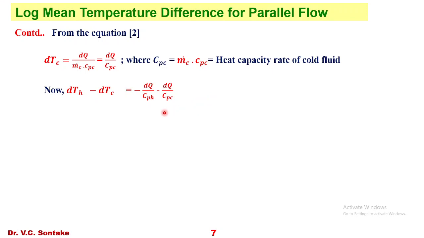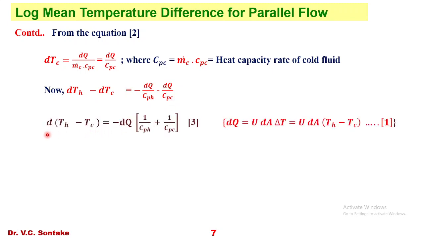Now let us take the difference of these two temperature differences. dTh minus dTc can be written as equal to minus dq over capital Cph minus dq over capital Cpc, or this implies d of Th minus Tc is equal to, taking dq out, minus dq in bracket 1 over Cph plus 1 over Cpc. Let us say this is equation number 3.